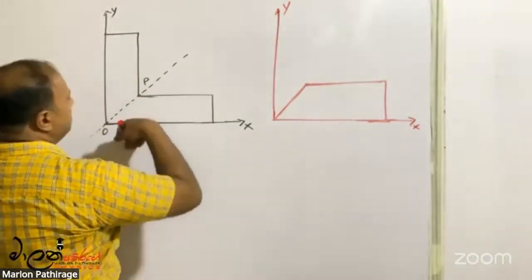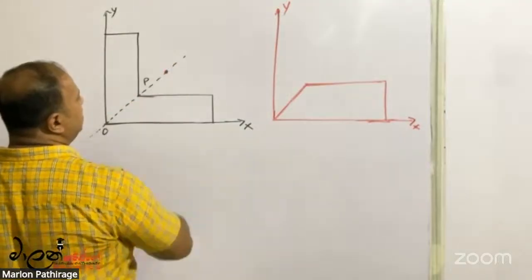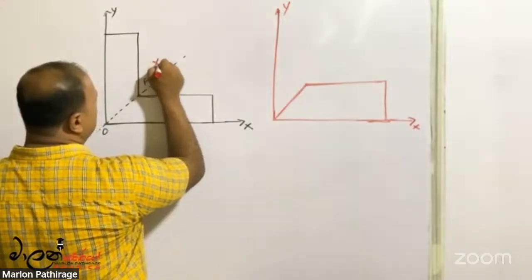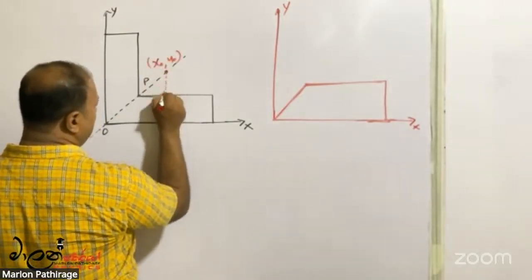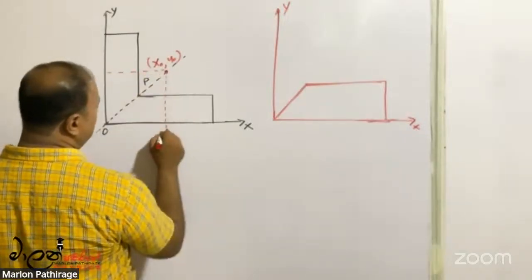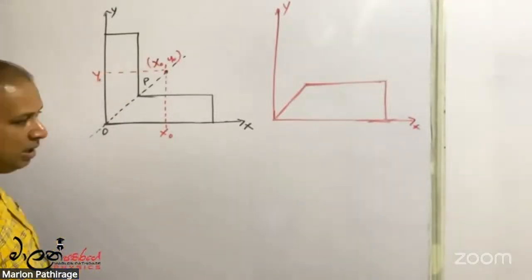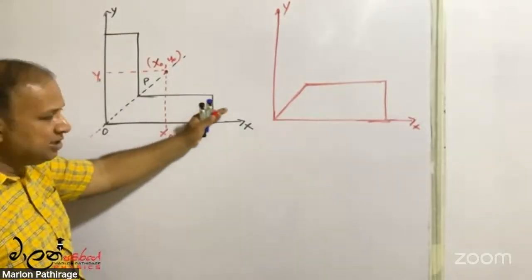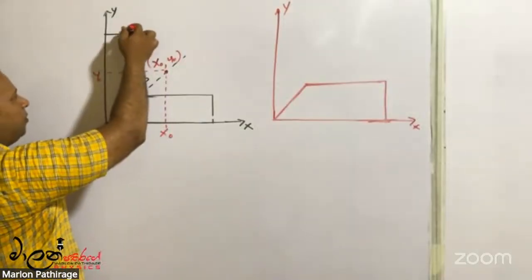Initially, suppose the center of gravity is at this position on that net. So this is x naught and y naught. X naught means this location, y naught means this location. Now the mass distribution is like this.